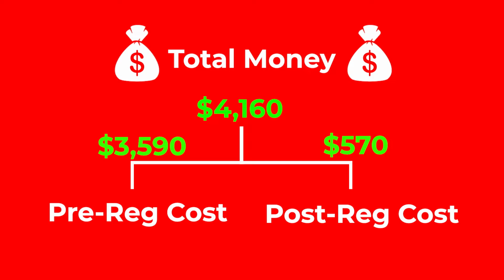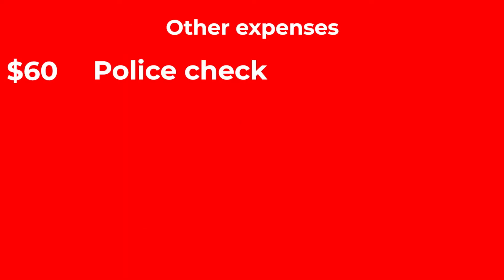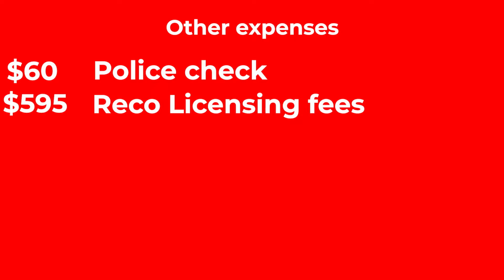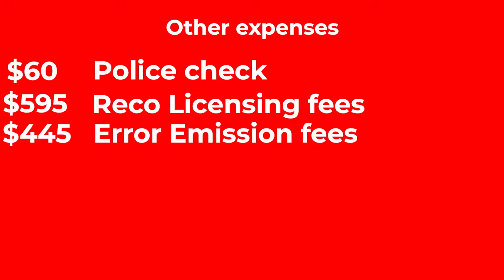That is your registration cost, $60 for your police check, and then you have your RECO licensing fee, which comes to $595, and then you have your errors and omissions licensing fee, which is about $445. You have your initiation fees with CREA and OREA, and then you have to pay fees for which board you are registering with. Are you going with TRREB or you're going with MRREB? There are different boards in Ontario. You need to pay fees for that.